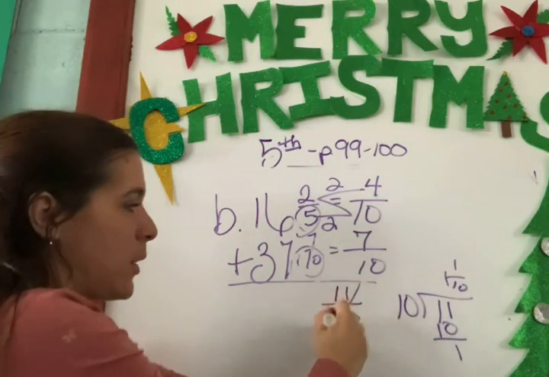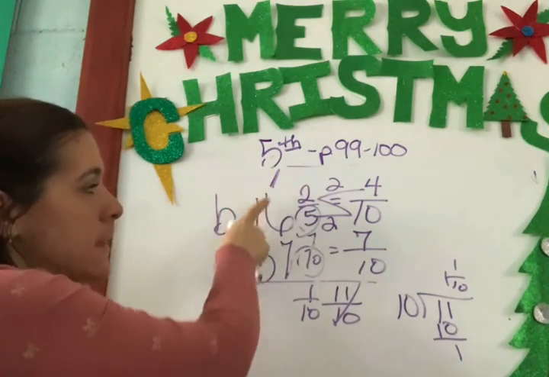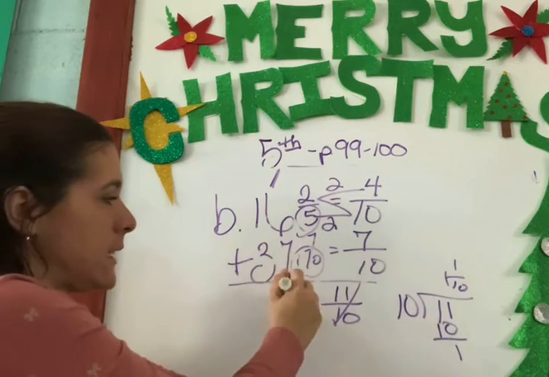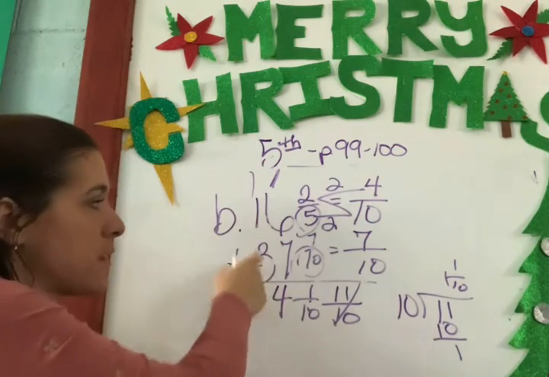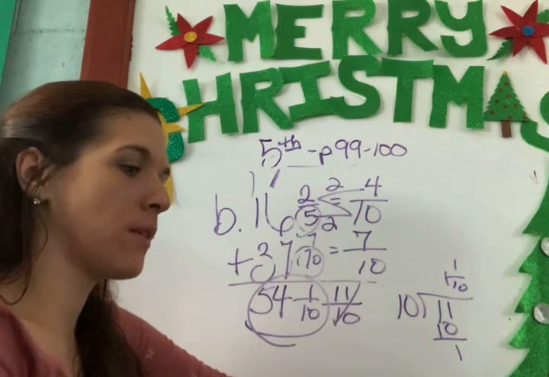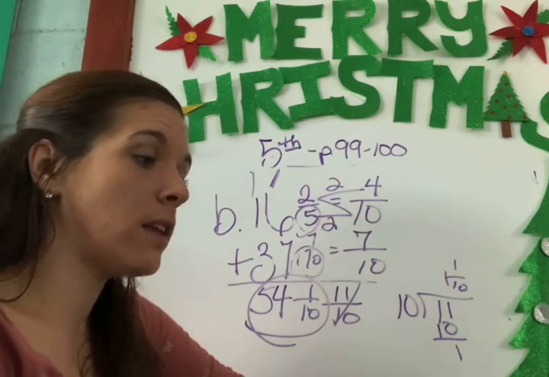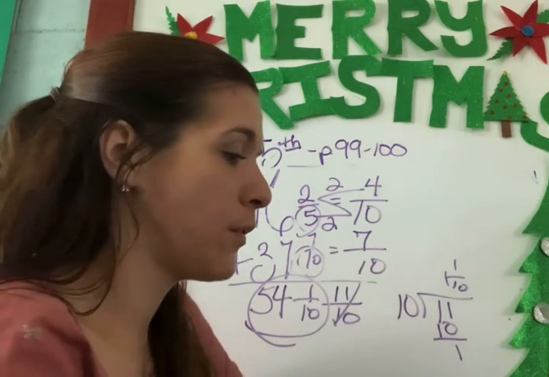So let's put that over here. We have 110, and we put our 1 up here. 1 plus 6 is 7, 7 plus 7 is 14. 1 plus 1 is 2 plus 3 is 5. And your answer is 54 and 1/10. Okay? I'm going to do letter C with you as well, and then I'll let you do letter D by yourself.